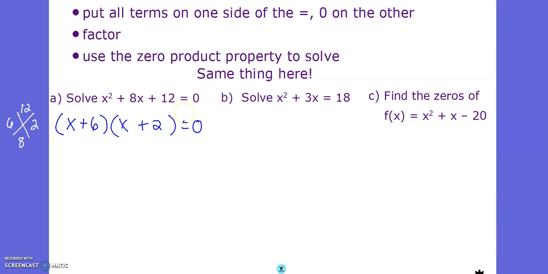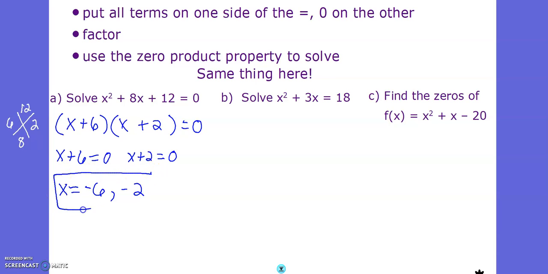In order to solve, we then use the zero product property and set our factors equal to 0. And we solve each of these little mini math problems. We'll get a solution of negative 6 as well as negative 2.